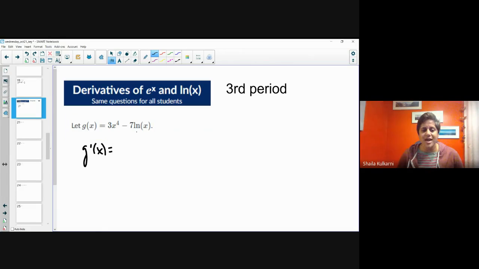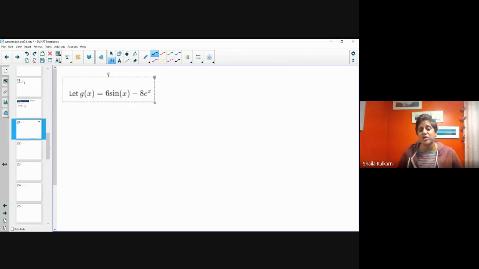We have g of x: 12x cubed minus 7 times 1 over x. So that just means put the x in the denominator. That was a repeat problem from first period. Let's look at this one.